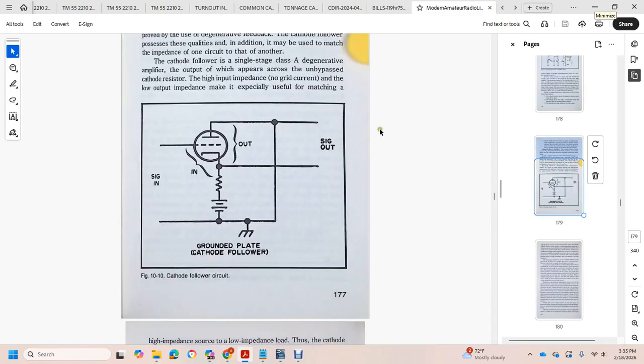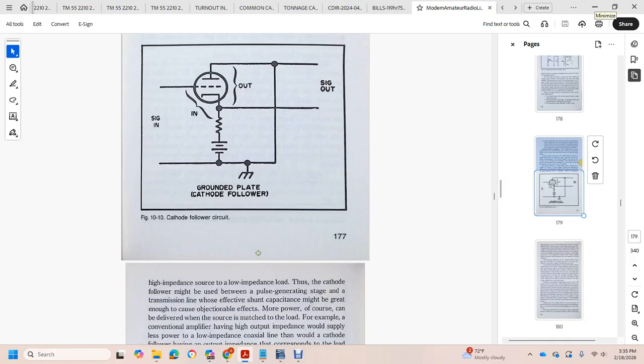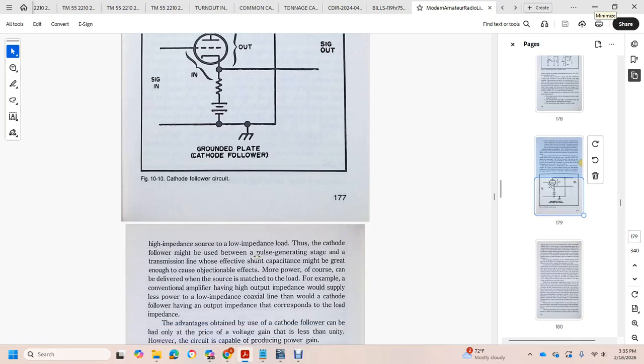So here we have the signal out, signal in, a battery, a resistor to a grid, the plate grounded, the cathode follower, and ground. It matches a high impedance source to a low impedance load. Between the pulse generating stage and the transmission line, the shunt capacity might be great enough to cause objectionable effects, while the cathode follower delivers more power to the load.